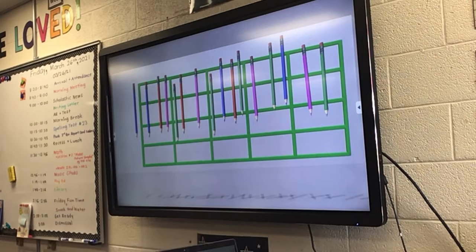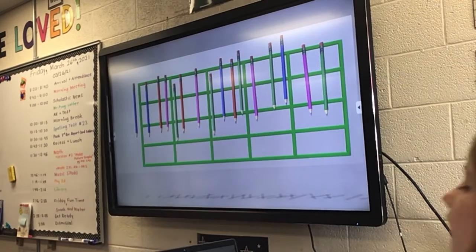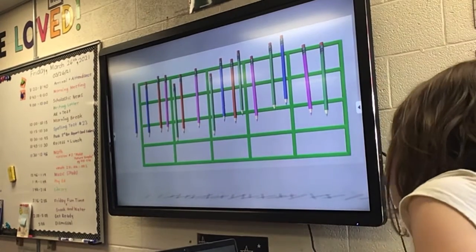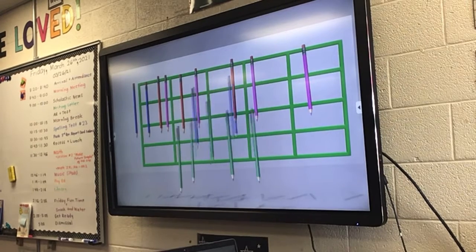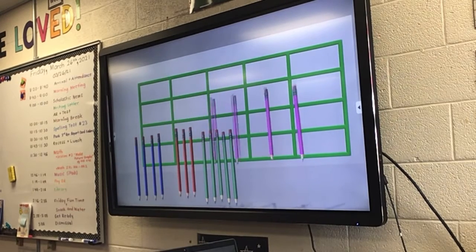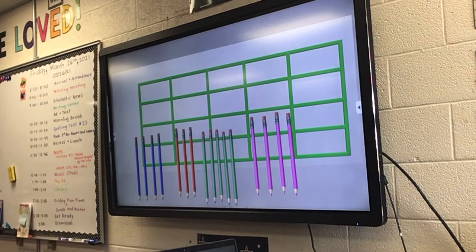Here are a bunch of colored pencils from my class at school. We need to answer some questions about these pencils. But first, we need to organize them into a picture graph. Let's organize these pencils by color. We have quite a few pencils here of different colors. Let's count the blue first.